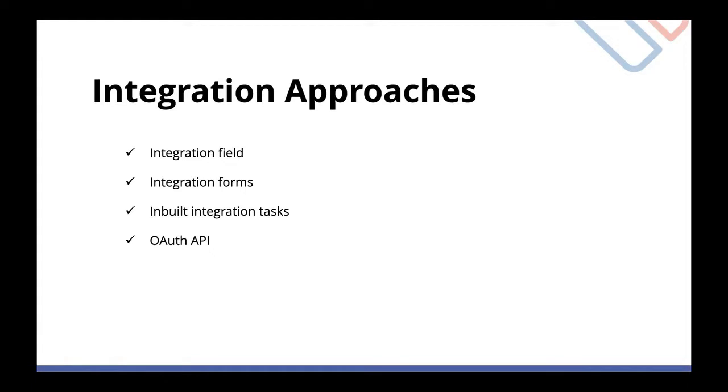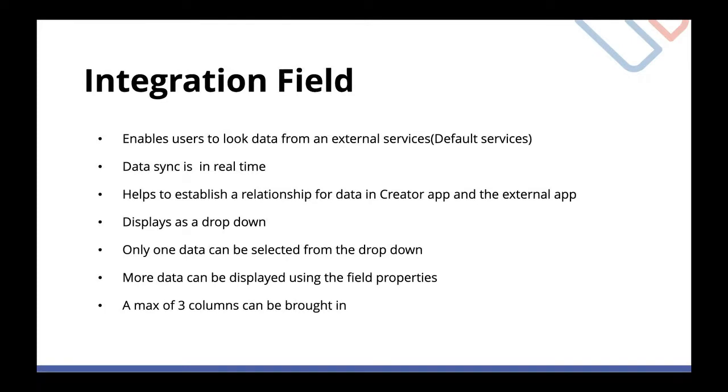The OAuth API can also be used when we are trying to integrate with third-party services. Let us say there's a SAP system which wants to communicate with Creator. So the SAP system wants to send data to our Creator application. We can establish an OAuth API connection, and the data flow can be initiated. It can be done both ways as long as the endpoint is a REST API. So these are the four integration approaches which we have, and the first one will be the integration field. Let me just take you through the integration field quickly.